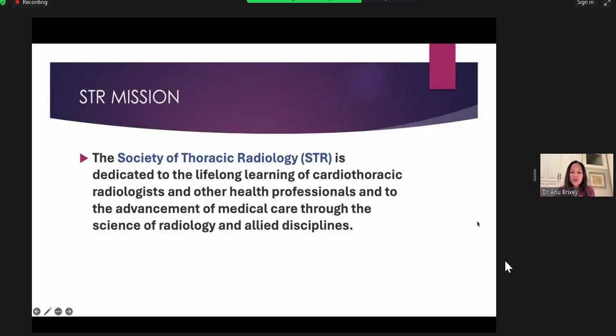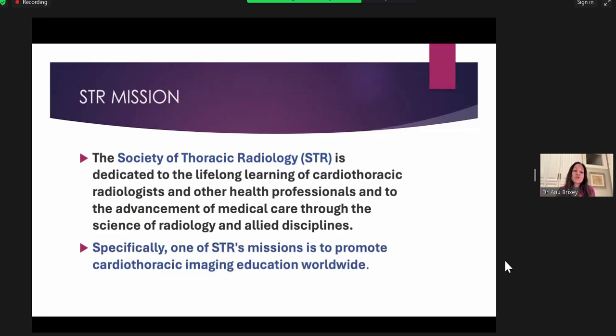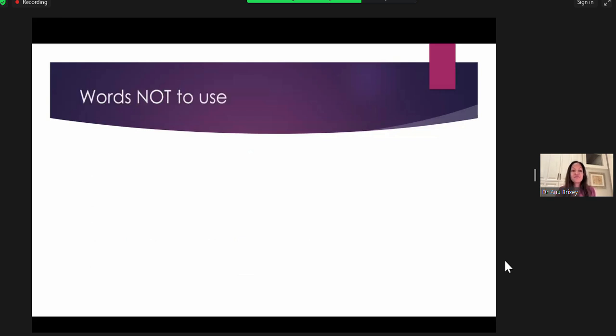I'm going to put this very brief slide in here that this is in part sponsored by the Society of Thoracic Radiology, of which I'm a member and very active in this society. The Society of Thoracic Radiology is an American society dedicated to lifelong learning of cardiothoracic radiologists and other health professionals to advance medical care in radiology in all disciplines. Specifically, one of the missions of the STR is to promote cardiothoracic imaging worldwide, and that's part of why I'm here today. So thank you again for having me.